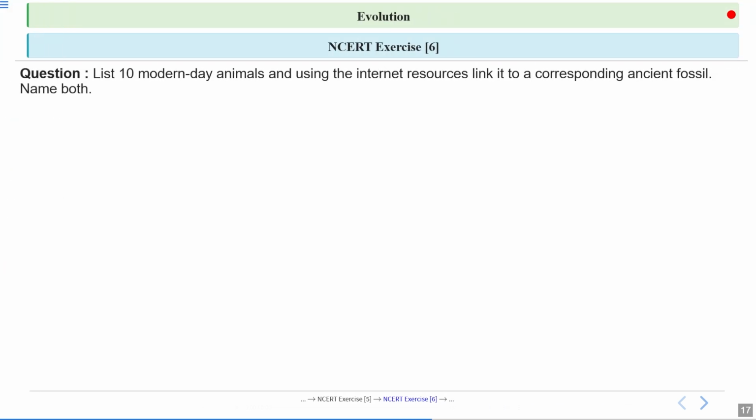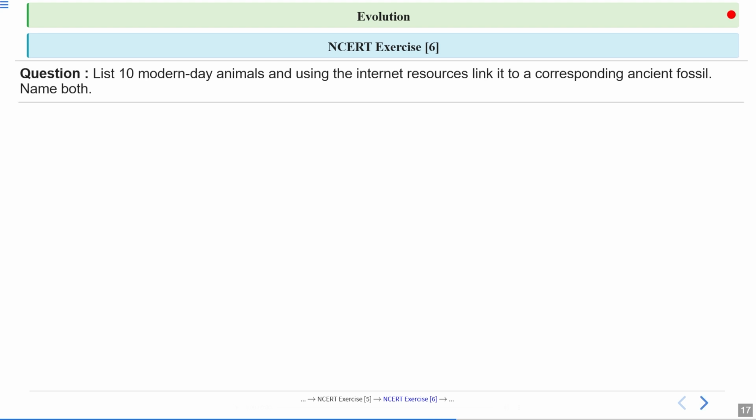Next question, you have to list 10 modern day animals, and using the internet sources, you have to link it to a corresponding ancient fossil. You have to name both. Clear? So you know that evolution is occurring. Evolution is a very gradual process. It takes millions of years for the evolution of a species, and the present day organisms are similar to the organism which existed millions of years ago. Means there is a common ancestor. Clear? And a number of species have evolved from this common ancestor. They are the descendants of this common ancestor.